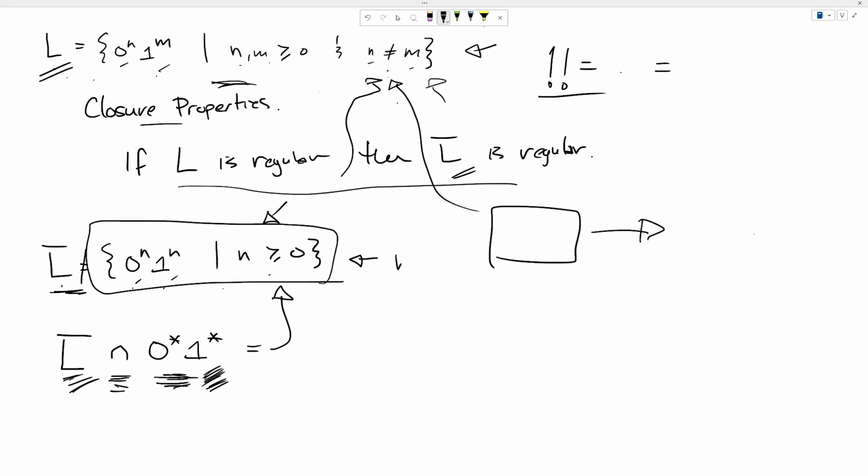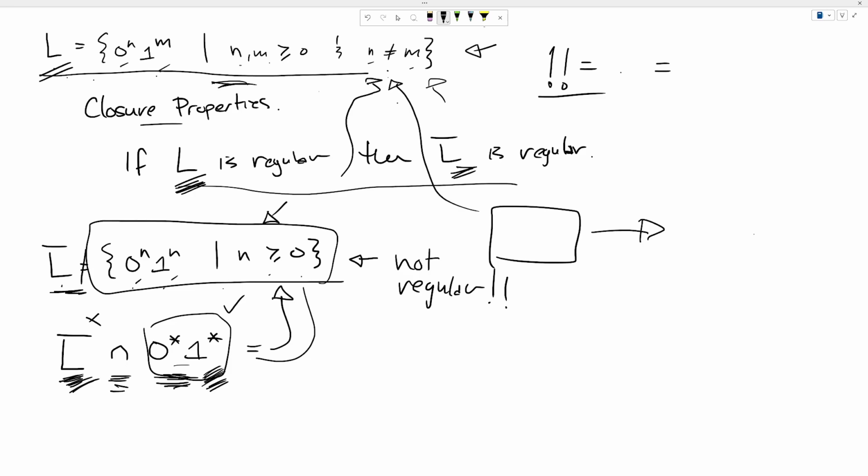But this one's not regular. We proved it. It was the first one that we proved was not regular. So now we have to work backwards to our assumption. If this one's not regular, then that means this intersection business is not regular. But we know this one's regular. It's a regular expression. It checks out. So that means this one can't be regular. Wait, but if L bar is not regular, then L can't be regular. So our original assumption that this language was regular must be wrong.